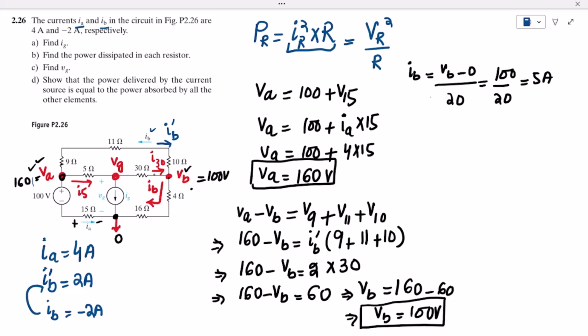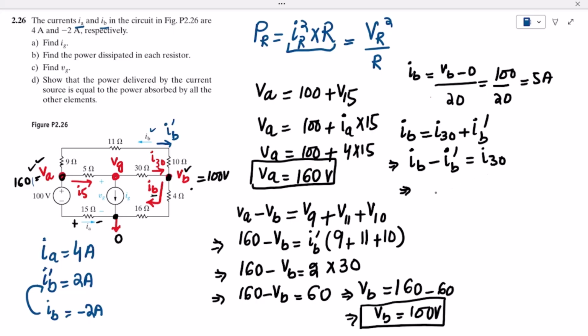Now in order to find the value of I30, we can see here that there are two currents coming towards this junction or this point. These currents are IB prime, I30, and when these are combined together, it will give me this IB. So IB is equal to I30 plus IB prime. Let me write their values. So IB minus IB prime, that is I30.